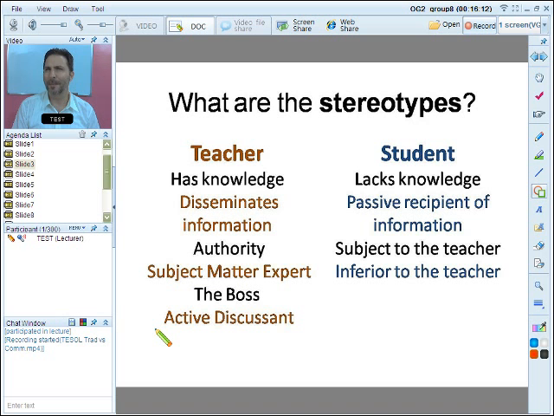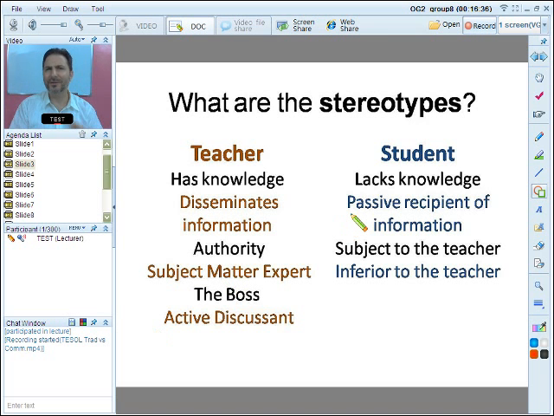Could they be thinking, I wish I could share my experiences. I wish I could share what's on my mind, just like the teacher is doing. So, teacher is normally the one who's talking all the time, most of the time, majority of the time, while the student is passively receiving that information.